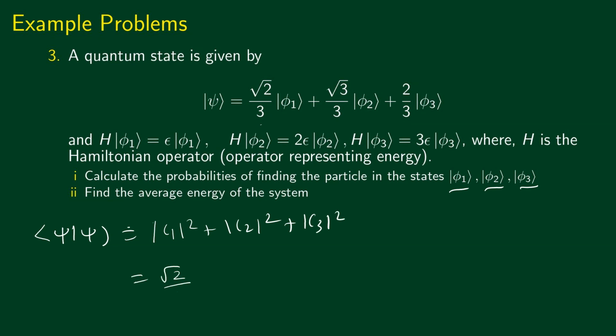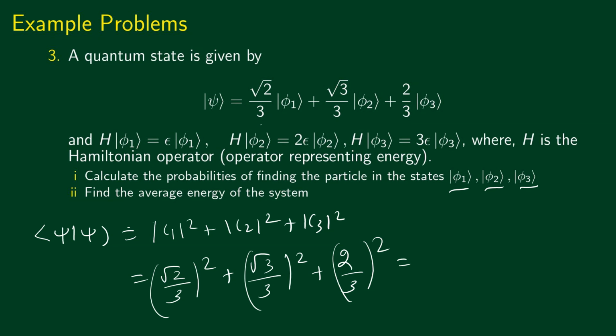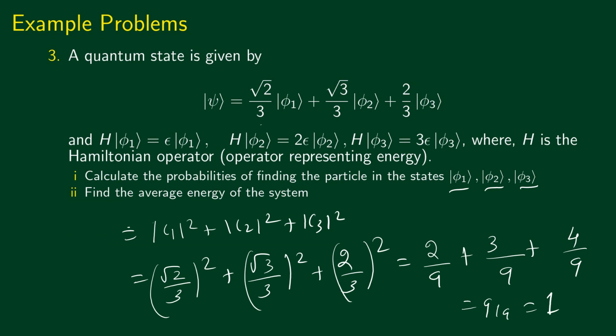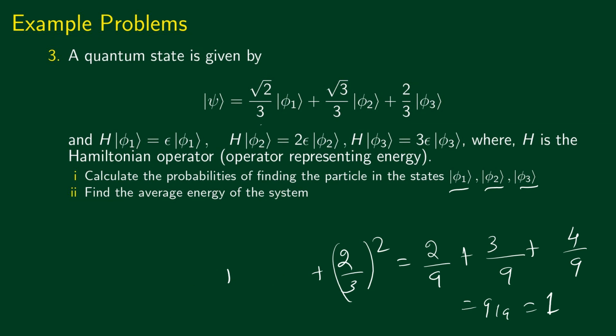This is root 2 divided by 3 squared plus root 3 divided by 3 squared plus 2 divided by 3 squared. Let me write it out. It's 2 divided by 9 plus 3 divided by 9 plus 4 divided by 9, which is equal to 9 by 9, and that is 1. So the state is normalized. That's good. The state is normalized, which means that the expansion coefficient of each ket can be directly equated to the probabilities.